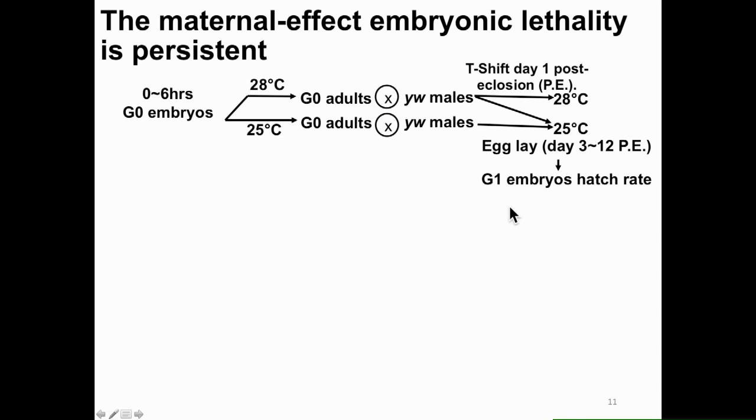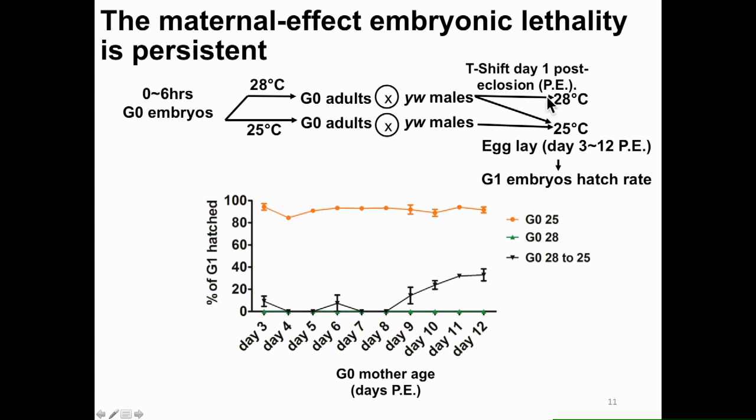females back to permissive temperature. So again, we collected newly eclosed G0 adult females, crossed them to yellow-white males, and shifted them back to permissive temperature to analyze the hatch rate of the next generation. And here's the result. The black line is our switch-back experiment. You can tell that it actually indeed shows a reversal effect. However, it takes a very long time.